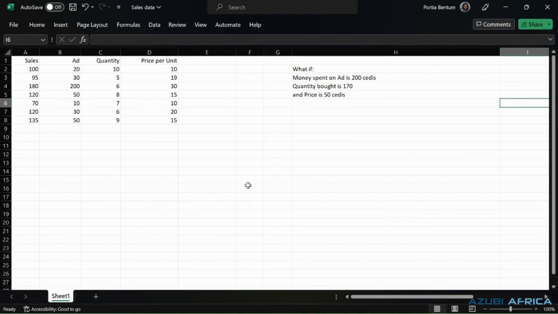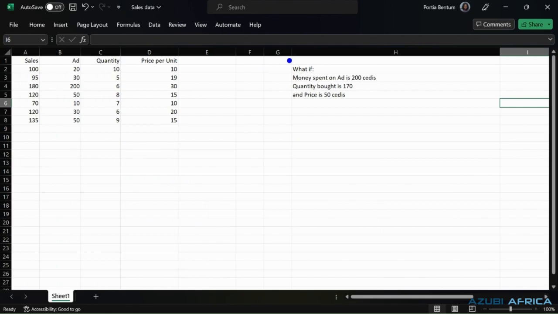Welcome to the sales dataset. We are going to make predictions using Excel. We have a dataset on sales. We have the sales column, the advertisement column, the quantity of the product column, and the price per unit of the product. We are going to use these observations to predict the net sales for a particular product.